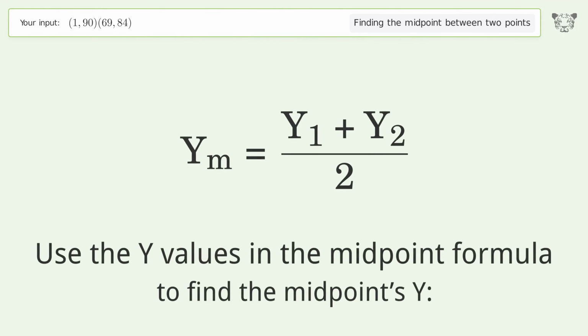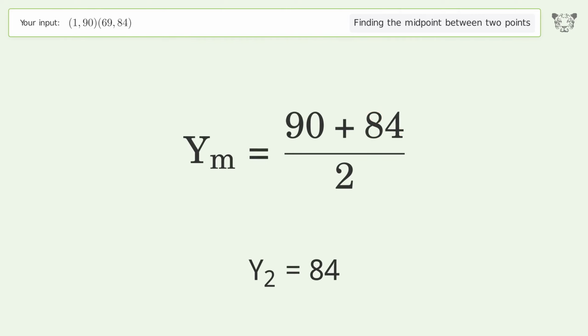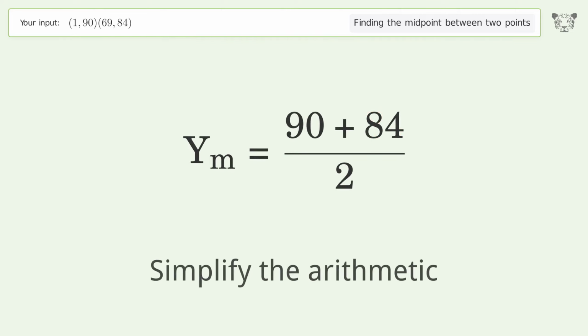Use the y values in the midpoint formula to find the midpoint's y. y1 equals 90. y2 equals 84. Simplify the arithmetic.